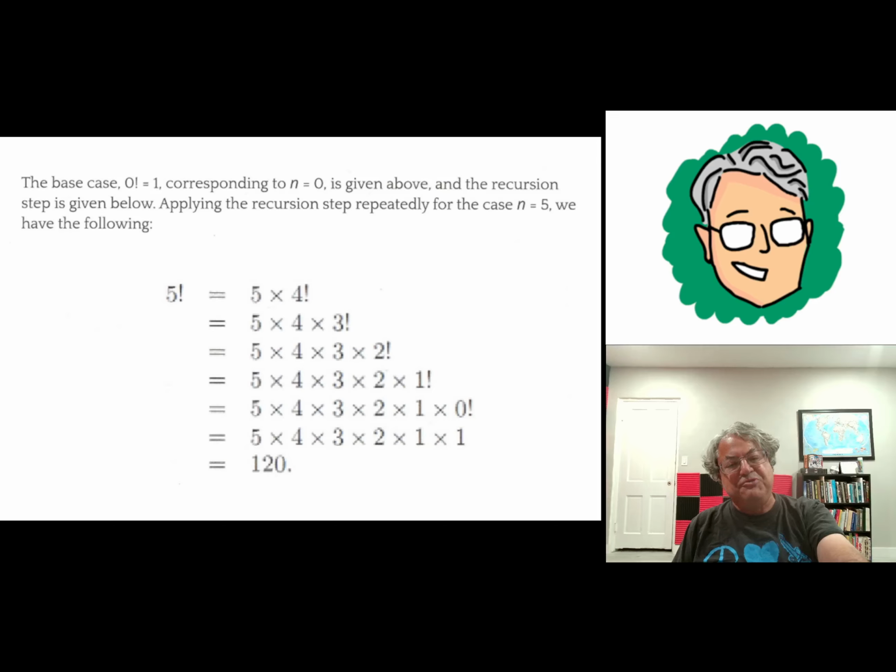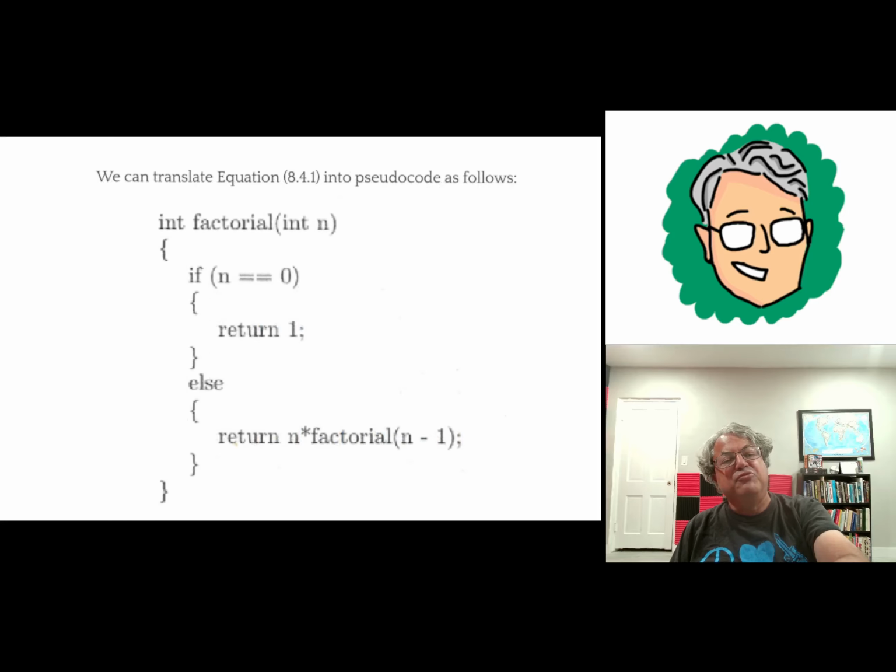And it's very efficient too. Computers can do this very quickly. And in the case of 5 factorial, it takes a total of like 6 steps. In general, n factorial is going to take n plus 1 steps. It's just n plus 1 multiplications, plus a reference to the base case, 0 factorial is 1. Here's how the code would look for computing a factorial.